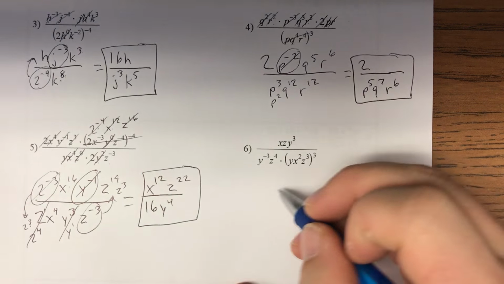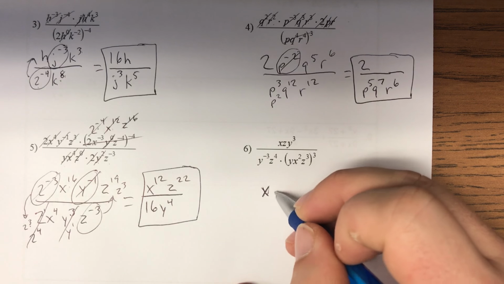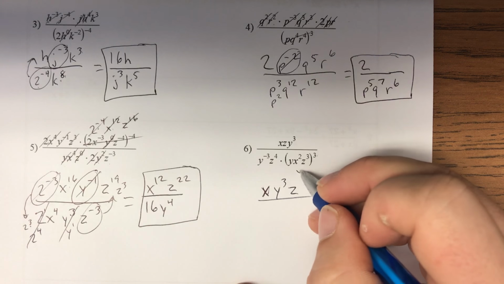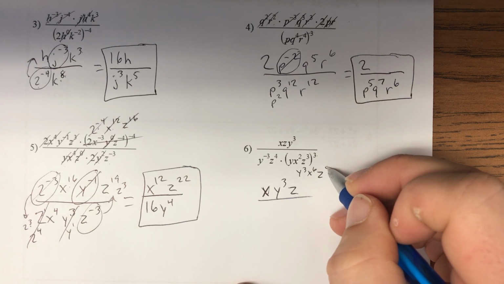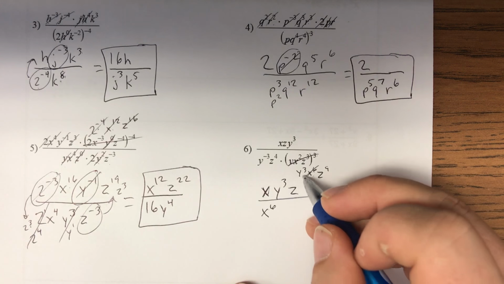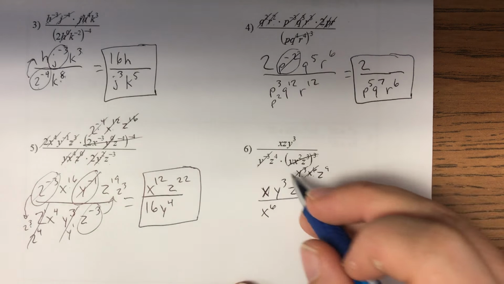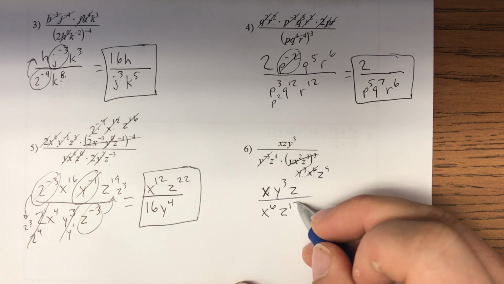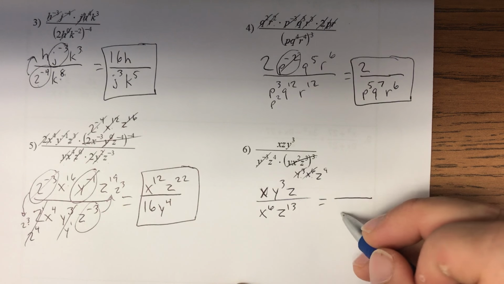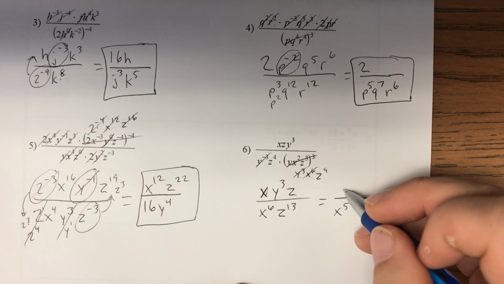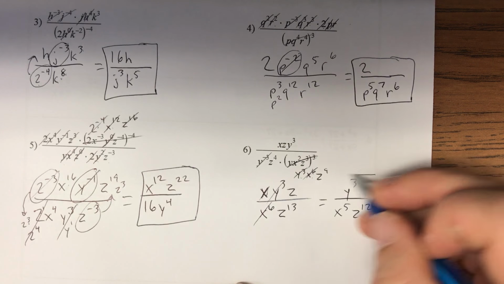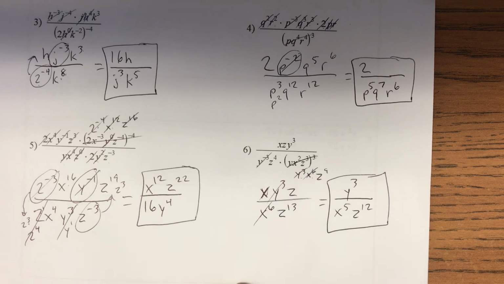Number 6, this first one's good. I'm just going to go ahead and reorder it, x, y, z order. On bottom, that's going to become y cubed, x to the 6th, z to the 9th. And so when we combine them, I'm going to have x to the 6th, y's cancel out, and z to the 13th. And so that's going to be 5 more x's on bottom, so x to the 5th, y cubed on top, and z to the 12th on bottom.